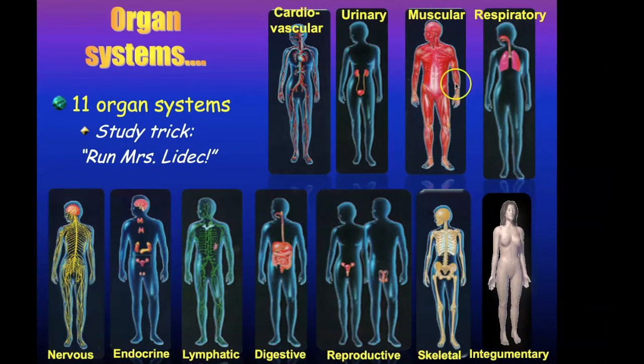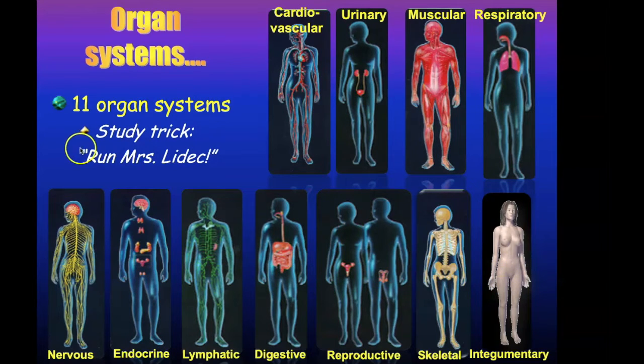So kind of from a pictorial view here, you can see the cardiovascular system with all the blood vessels and the heart going through there, the urinary system, the muscular system, respiratory system with the lungs and the trachea and the mouth, nervous system, endocrine system with all the endocrine glands, your lymphatic system with all the lymphatic ducts, digestive system, reproductive system, skeletal system, and integumentary system. Now, how are you going to keep track of all those?